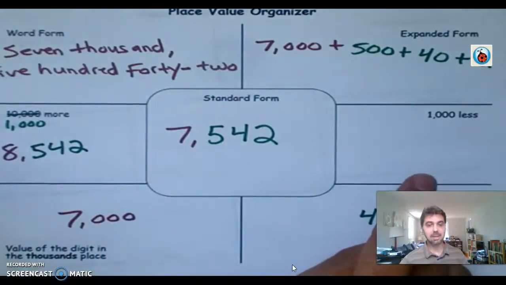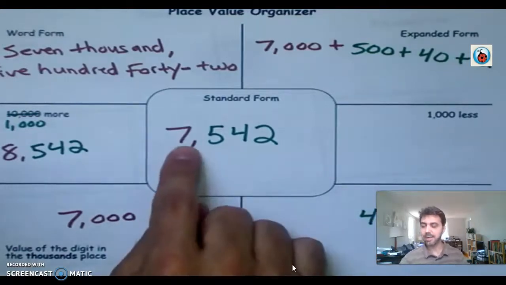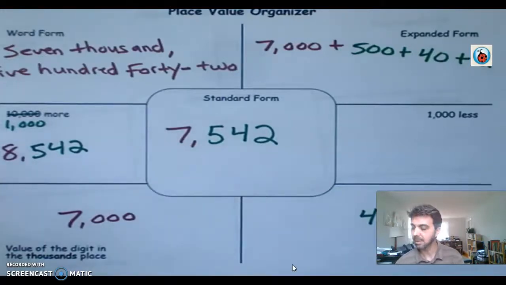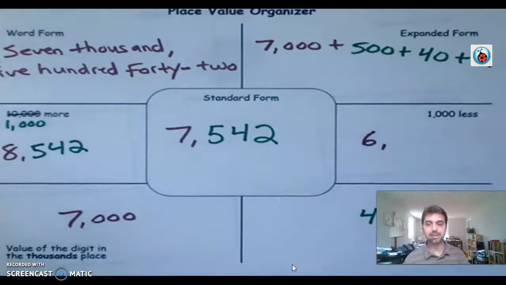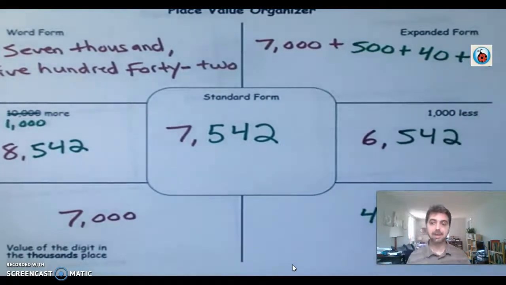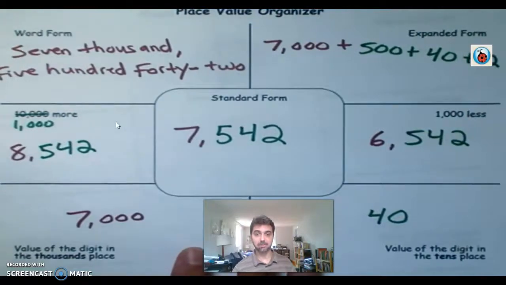And then over here it says 1,000 less. So if we take one of these thousands away, then we have only 6,000. So we're going to do that. So I have 6,000. I didn't change the hundreds, tens, or ones place, so I'm going to write those down the same way. Okay, so I realized I was blocking the 40 there. So this is something you can look at, okay, to help you with the next one.